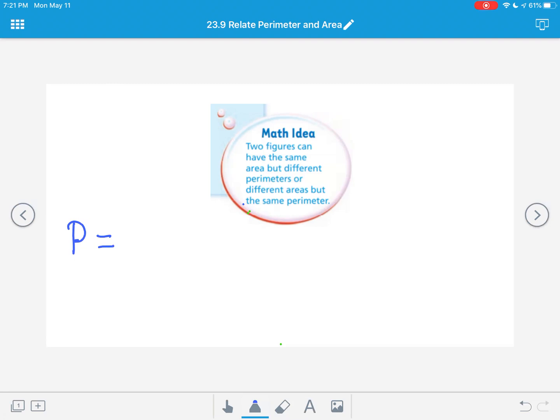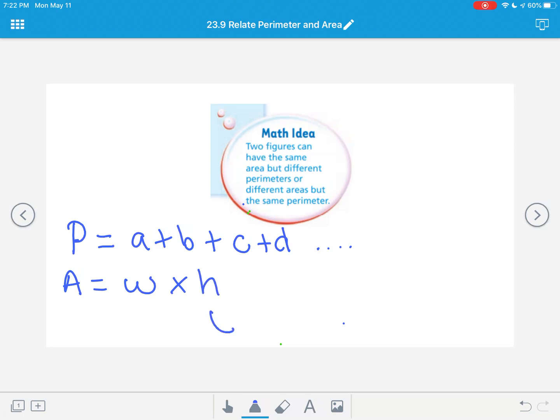The formula for perimeter is all of the side lengths added together. So side A plus side B plus side C plus side D, and so on depending on the side lengths. The formula for area is area equals the width of the figure times the height of the figure. This is for rectangles and squares only, which is all that we are working with today.